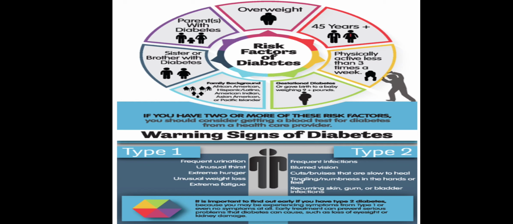So type 2 diabetes has different types of risk, like frequent infection, blurred vision, and sometimes depression. So these are the basic risks of type 1 and type 2 diabetes.